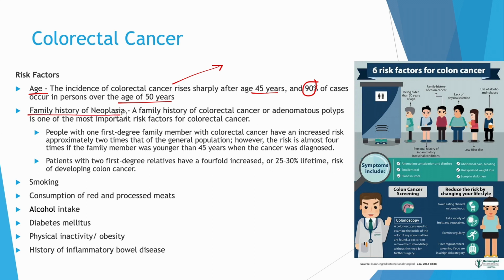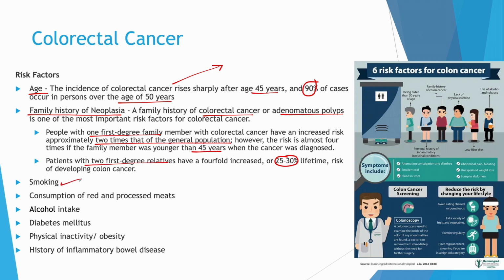Like I mentioned, a family history of neoplasia, whether it's general neoplasia or colorectal cancer or polyps, carries increased risk of colon cancer. One first-degree family member gives increased risk 2 times that of the general population, and almost 4 times if the patient was less than 45 when they were diagnosed. If you have 2 first-degree relatives, it's a 4-fold increase or 20 to 30% lifetime risk. That's pretty high risk. So for these patients, obviously the screening and surveillance measures are more aggressive.